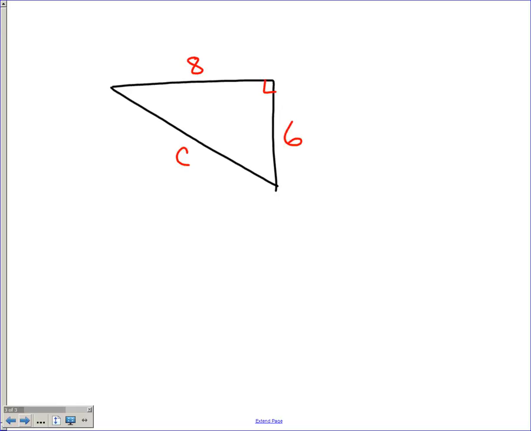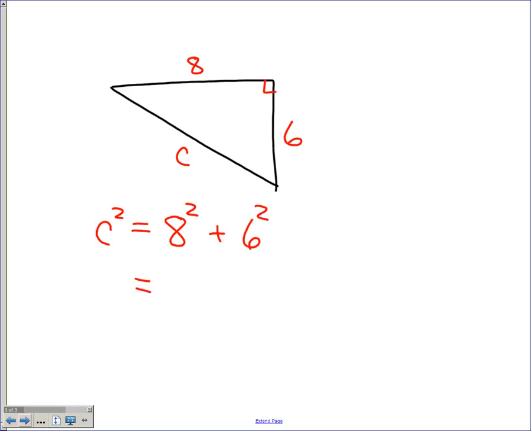Now this starts with two side lengths of 6 and 8. The 8 is on the horizontal part, the 6 is on the vertical, and we have the right angle between them. So we're going to call the hypotenuse C, which we always will. They're using X, we're going to use C. And we're just going to write the formula down. C squared is equal to 8 squared plus 6 squared. That's the sum of the squares of the lengths of the sides.